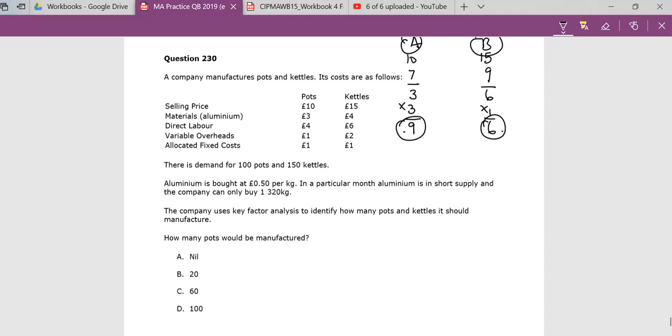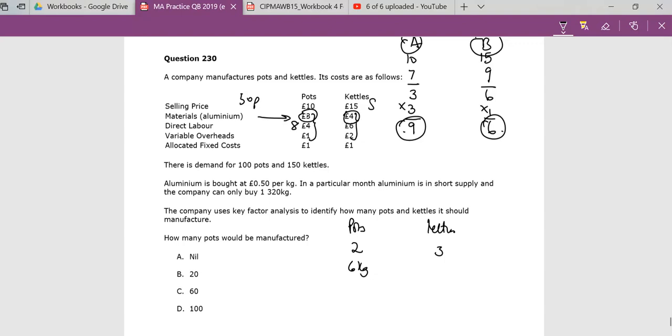And we have something similar here again. Let's look carefully at the actual contributions. The contributions here are 10 minus 8, because 3 plus 4 plus 1 is 8. So the contribution for pots is 2, and for kettles it is 15 minus 12, which is 3. And it's telling us that aluminium is in short supply. So we have to be careful. How much aluminium are we using? It says it's 50p per kilogram. If you're spending 3 pounds on it, you're using 6 kilograms.